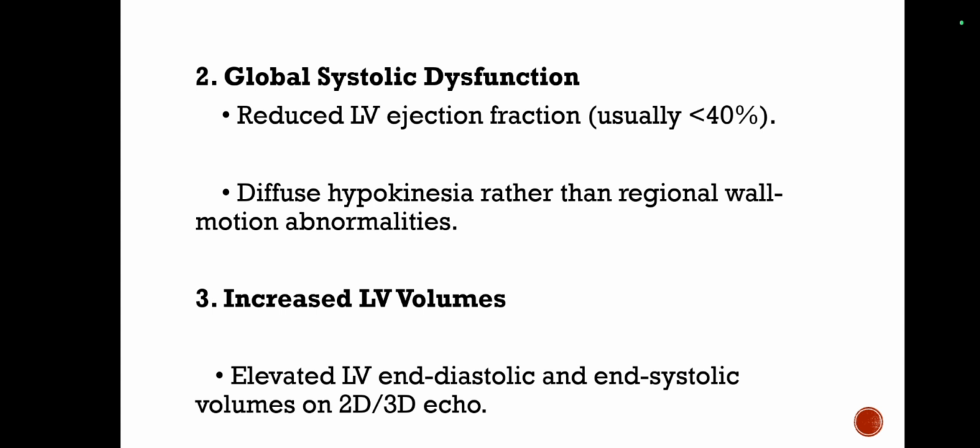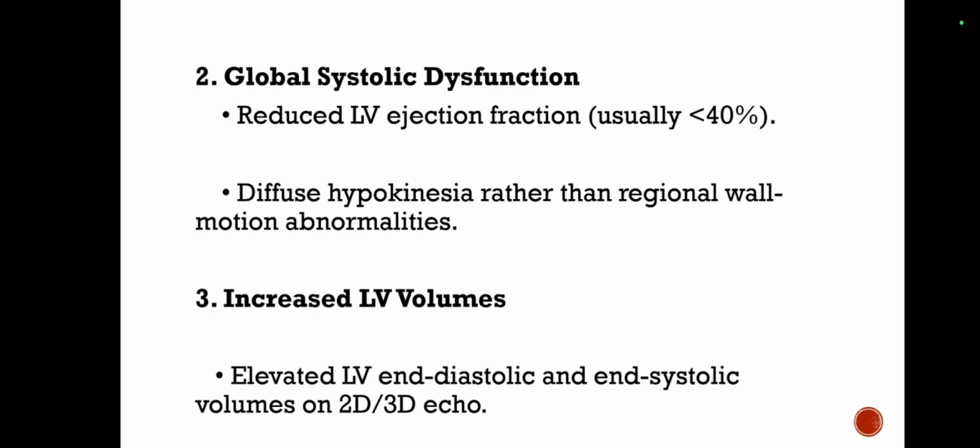The next point is there is a diffuse hypokinesia rather than regional wall motion abnormalities. So you can find the hypokinesia rather than the RWMA.